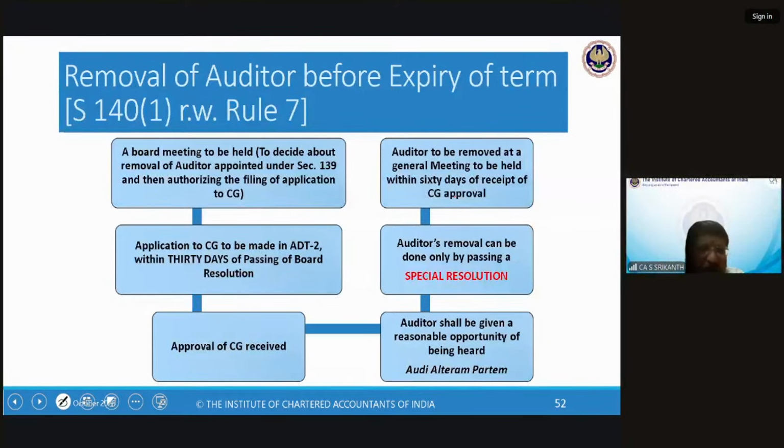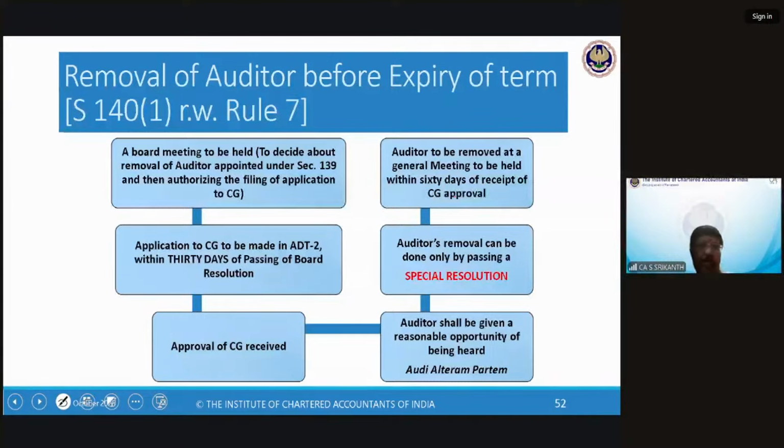So once the board meeting is held, within 30 days you file ADT 2. The CG gives the hearing. The auditor is also heard. Then finally, the CG gives the approval. Then remember, auditor removal can be done only by passing a special resolution. Removal requires a special resolution. And the auditor is to be removed at a general meeting to be held within 60 days of receipt of CG approval. Sir, this is the summary.